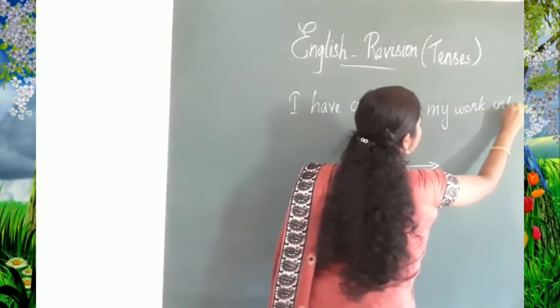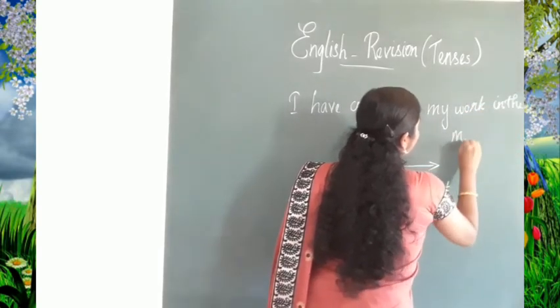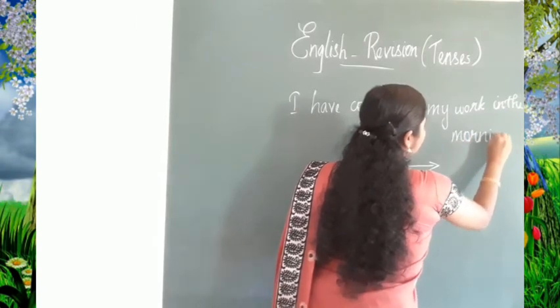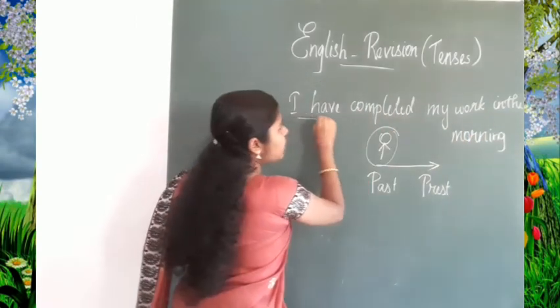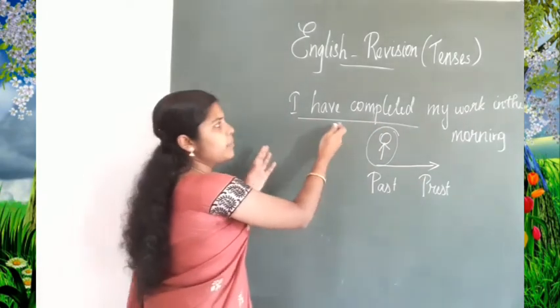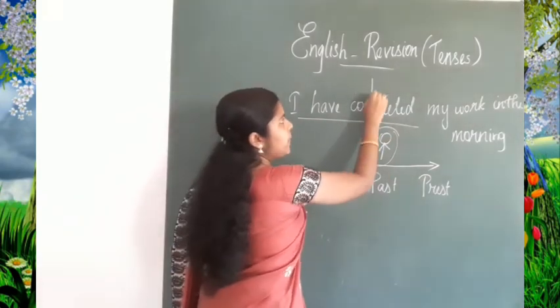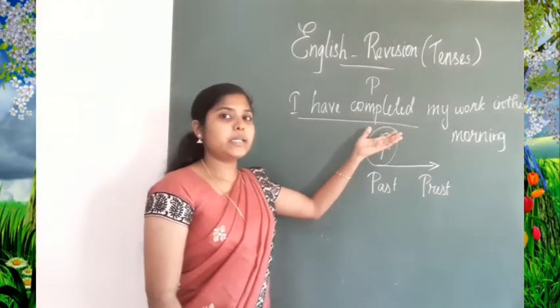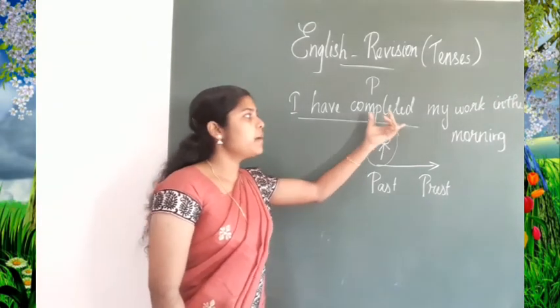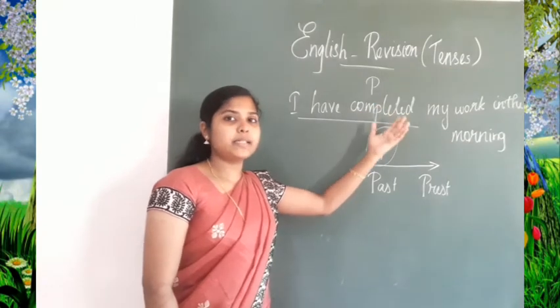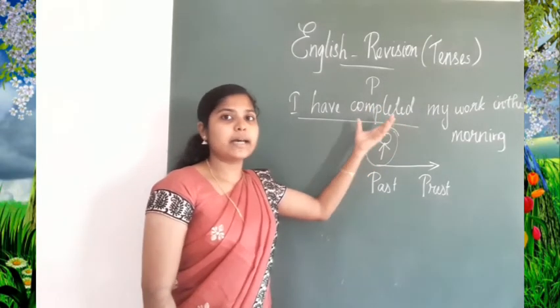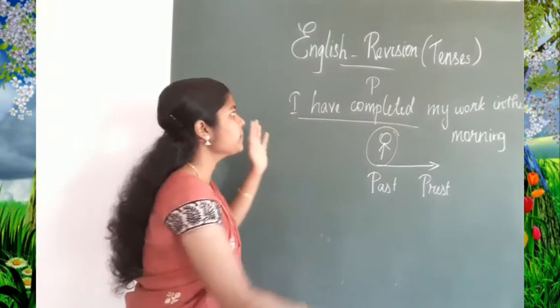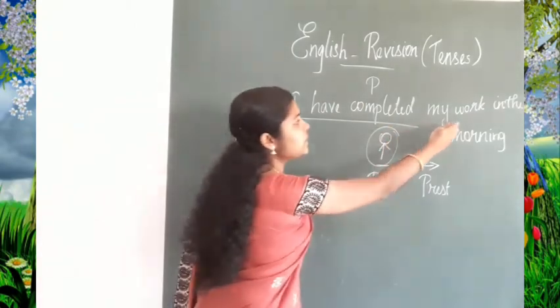I have completed my work in the morning. Here, I have completed. Here, have plus verb is in the past participle form. The verb should be in the past participle. What is past participle? A verb indicating a past action or completed action. That is past participle. So, here, I have completed my work.